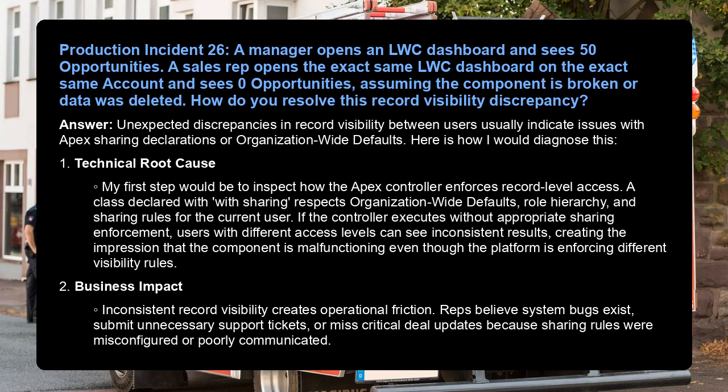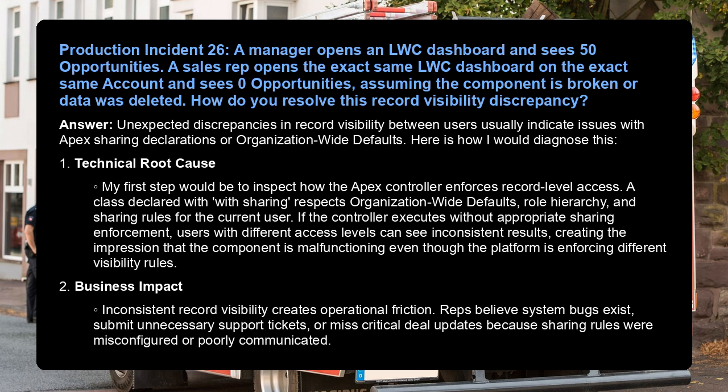Production Incident 26. A manager opens an LWC dashboard and sees 50 opportunities. A sales rep opens the exact same LWC dashboard on the exact same account and sees 0 opportunities, assuming the component is broken or data was deleted. How do you resolve this record visibility discrepancy?